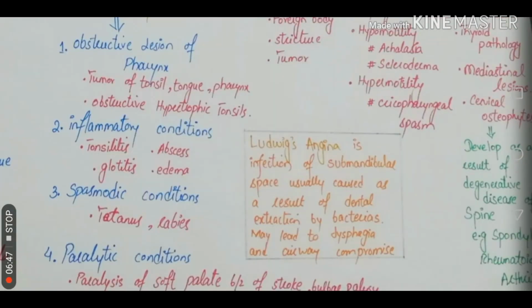Now, talking about Ludwig's angina. Ludwig's angina is an infection of the submandibular space, usually caused as a result of any dental extraction, and it is caused by a number of bacteria, gram-positive and gram-negative. It will lead to dysphagia and even airway compromise. But how can we prevent Ludwig's angina from occurring, because it appears to be a lethal condition? If a dental extraction or any dental procedure is preceded by prophylactic antibiotics, we can save our patients from developing Ludwig's angina and eventually dysphagia.